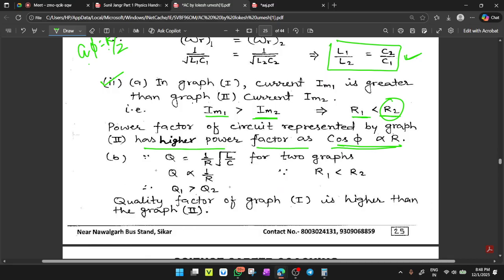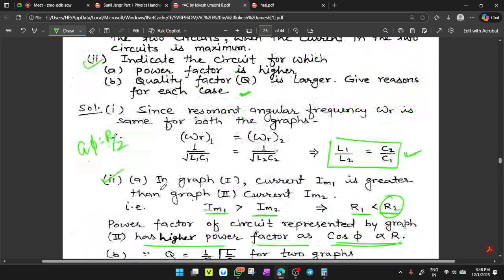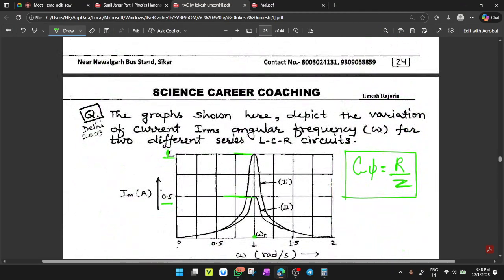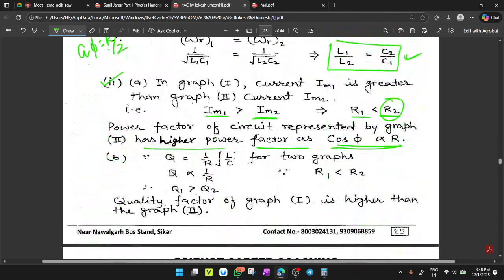Next, talking about quality factor, Q factor for both graphs. By the diagram, it is clear that the quality factor for the first graph will be greater than the second one because it is sharper. So Q equals 1 upon R under root L by C. We have seen that L by C is constant, so the dependence is only on R. As R1 is lesser than R2, the quality factor for the first curve will be greater than the second curve. Clear? So the quality factor for graph 1 is higher than graph 2.